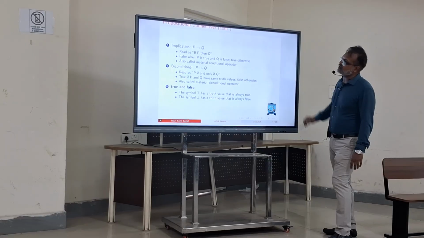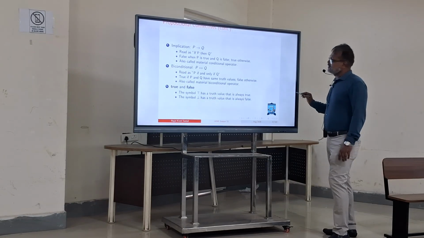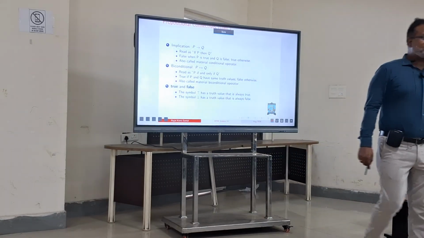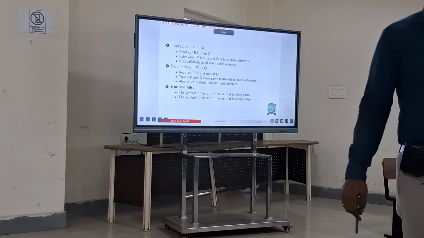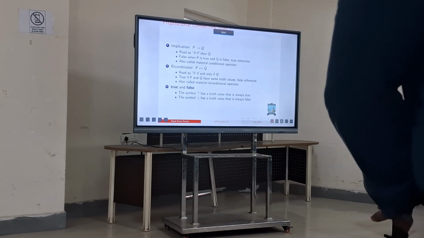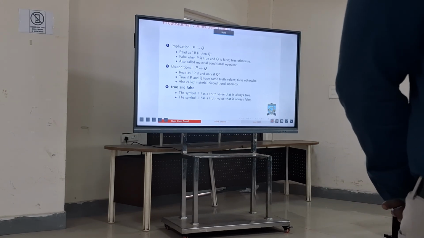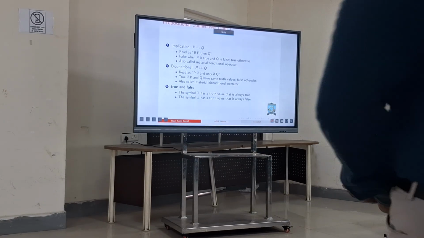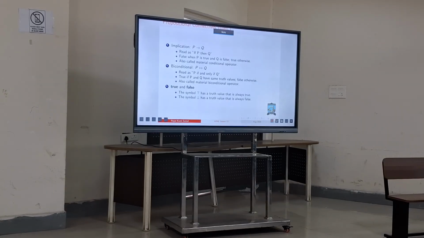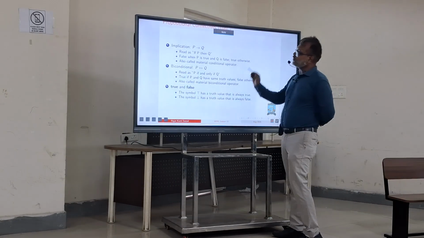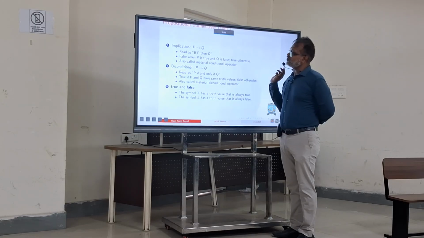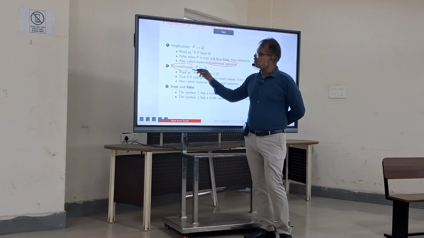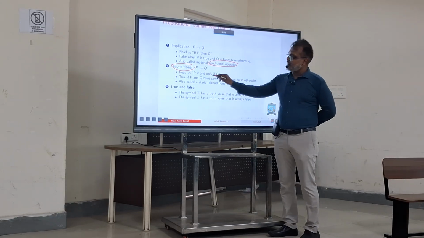So the next one is implication. Implication means if P then Q. If not Q, then not P. Is it? No. It says if P, then Q. Okay. In detail, it says that it is false only when P is true and Q is false. Otherwise, it is true. Okay. This is called the conditional operator. The other one is biconditional or bidirectional: P if and only if Q.